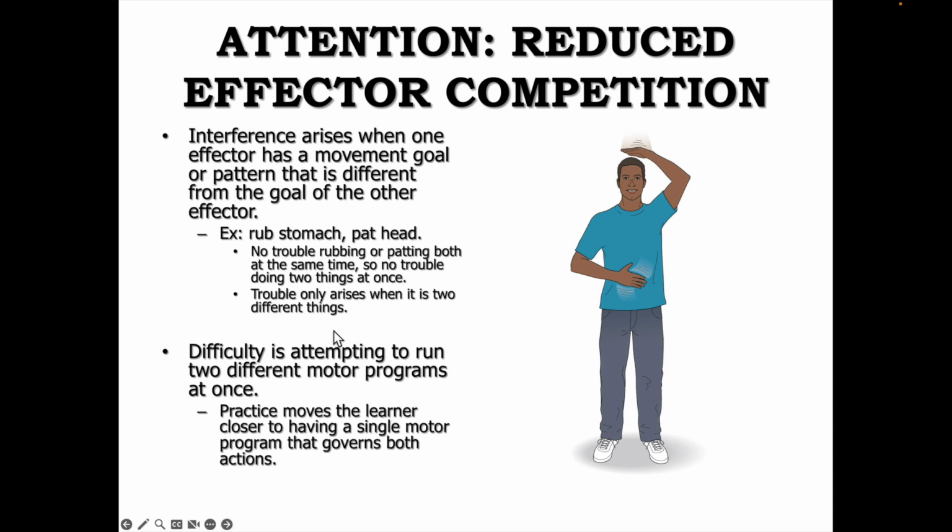However, when practice occurs, if you practice rubbing your stomach and patting your head at the same time, what happens is that the skill of patting your head and rubbing your stomach are combined together, so instead of having two separate motor programs, those are combined into a single motor program that governs both of the actions. So with practice, we reduce that effector competition, meaning more successful rubbing of your stomach and patting of your head at the same time.